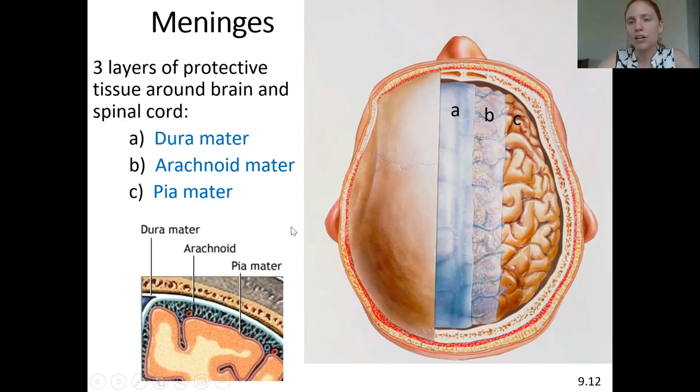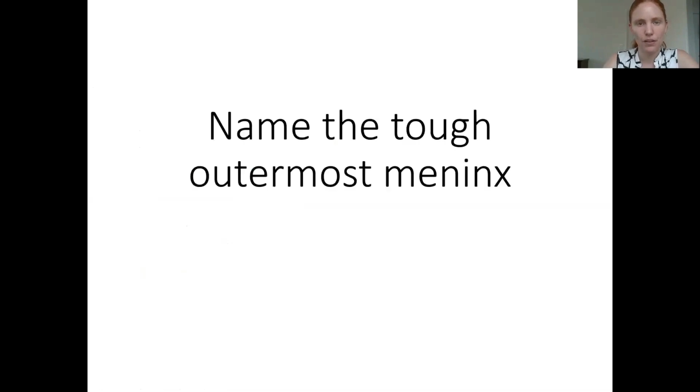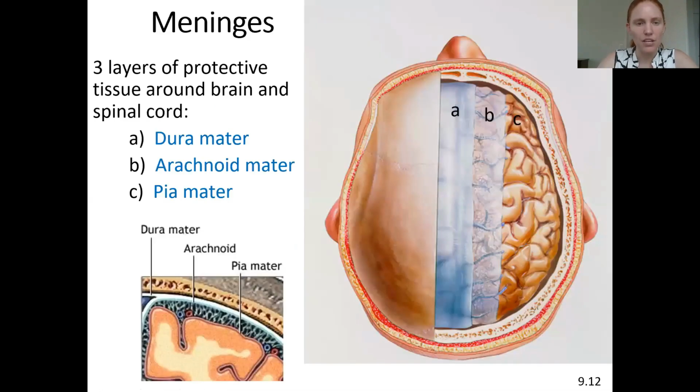And then the pia mater is going to line directly on the brain itself. It's very important for you to understand that the pia mater follows all of the gyri, the elevations, and all of the sulci, the depressions between them. Okay, so directly lining the brain itself, that would be the pia mater. So what was that outermost one? The tough mother would be the dura mater, and then underneath it we would have the arachnoid mater and then the pia mater on the brain itself.